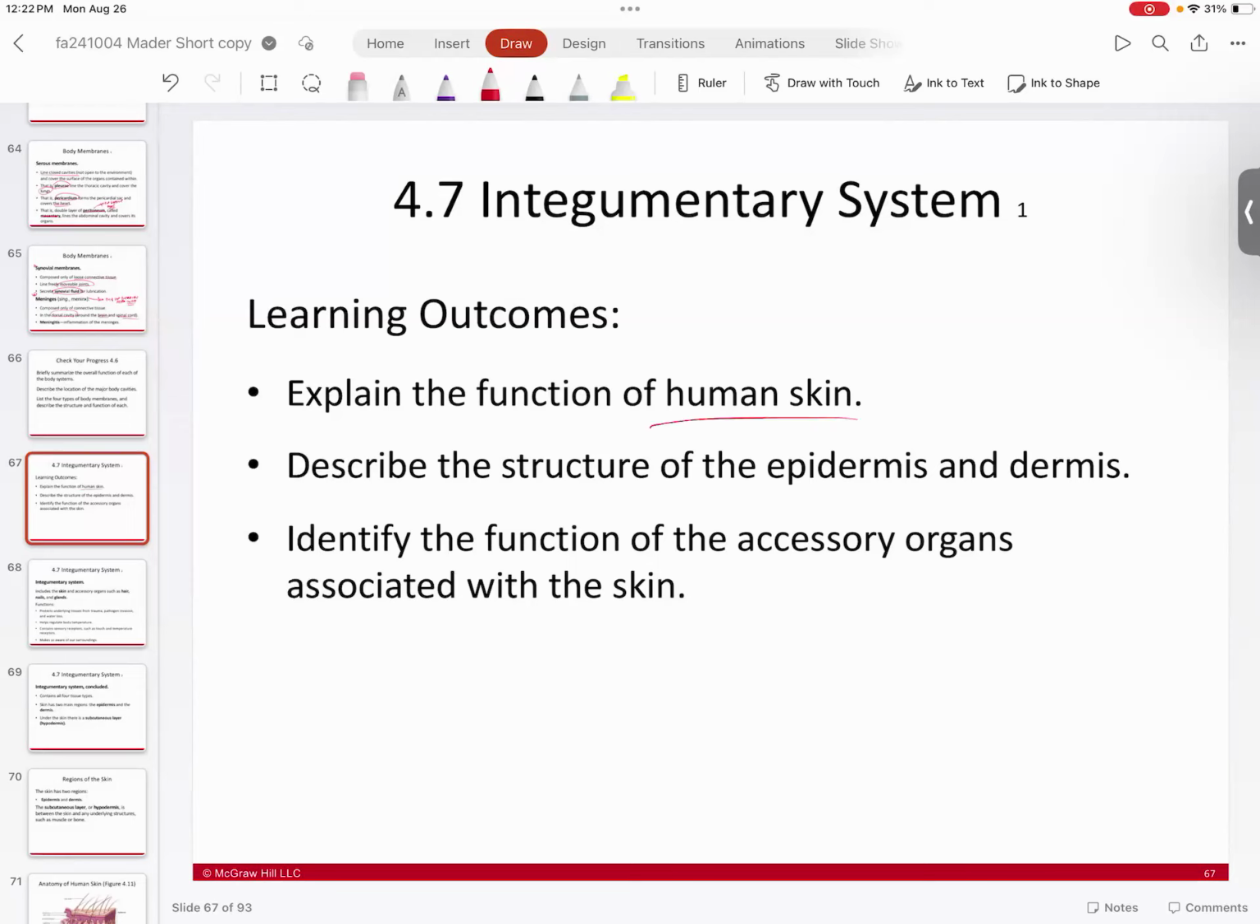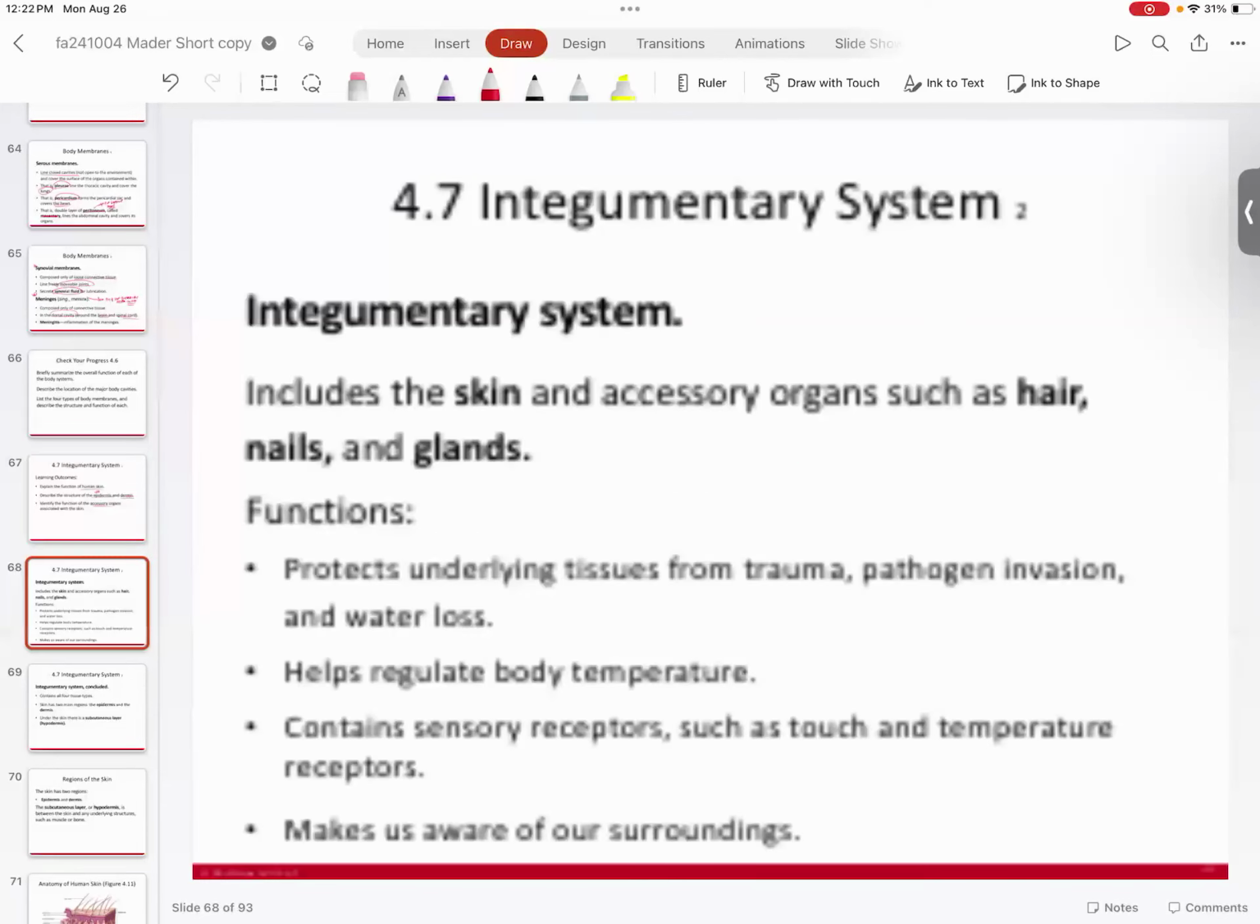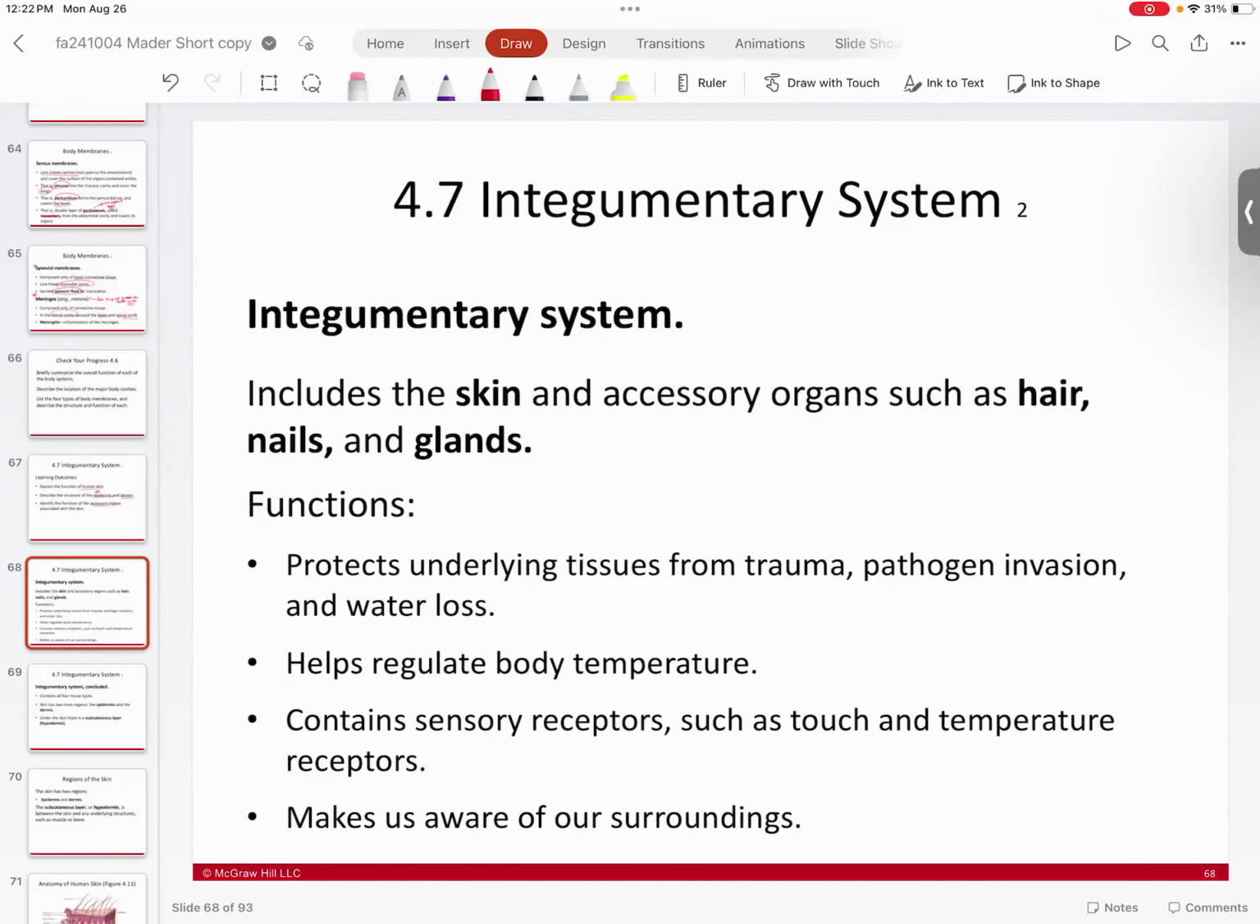So it has structurally a couple of different pieces to it. It's got what's called epidermis, which means upon the dermis, which is the skin. And of course, it's got the dermis. And in addition to this, it doesn't just have the epidermis and the dermis, it also has accessory organs as well, which are associated. So let's take a look at it.